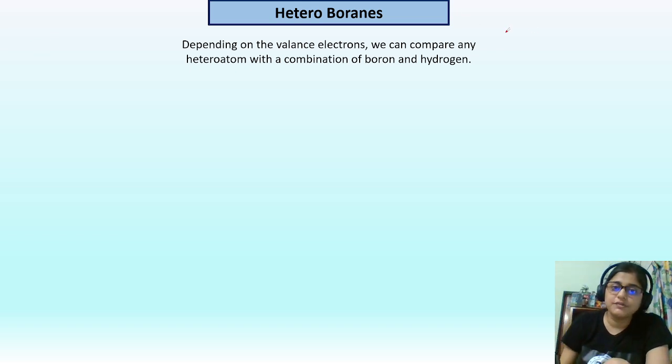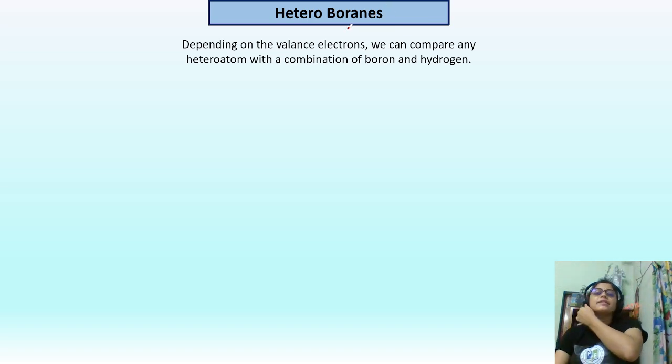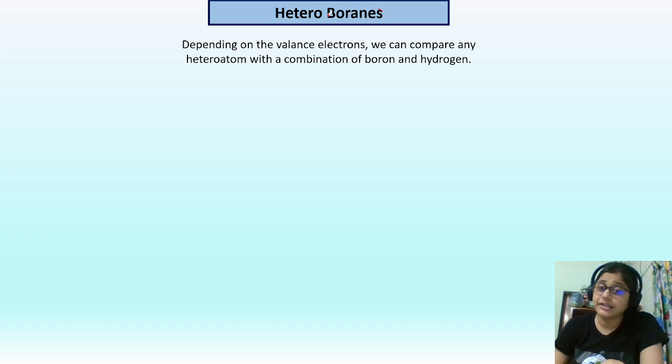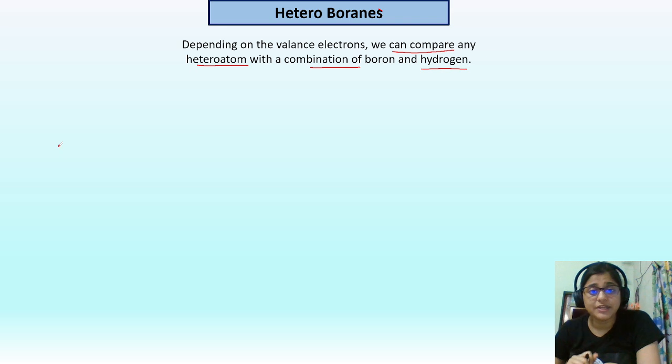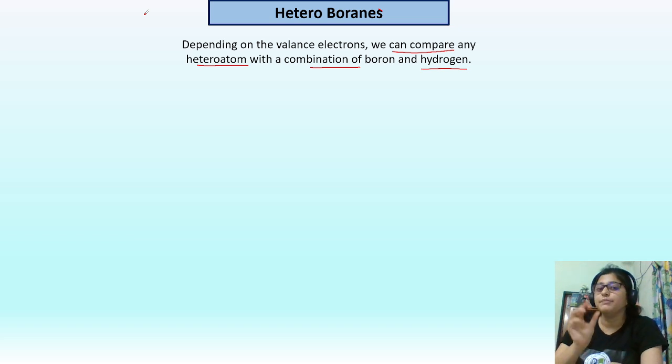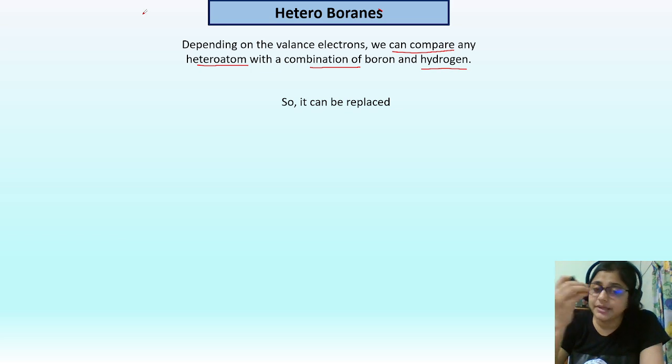See, first we will know about the other main group elements. Depending on the valence electrons of the heteroatom, we can compare any heteroatom with a combination of boron and hydrogen. Depending on its valence electrons, that heteroatom can be replaced with a specific combination of boron and hydrogen.